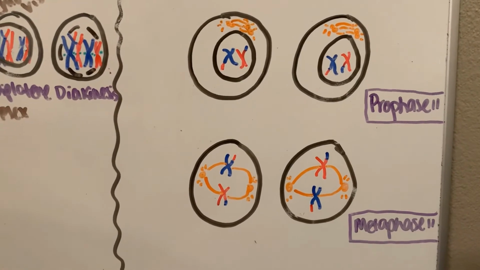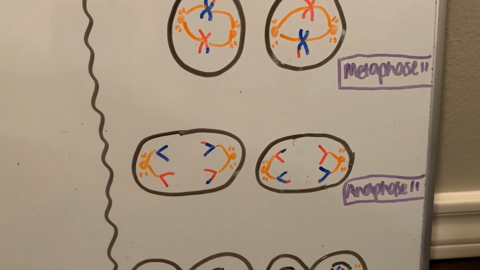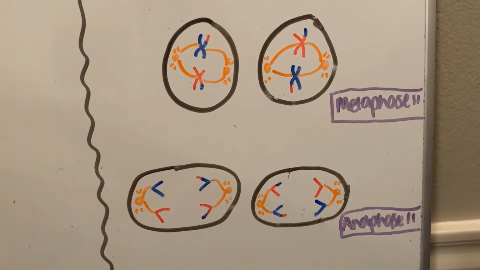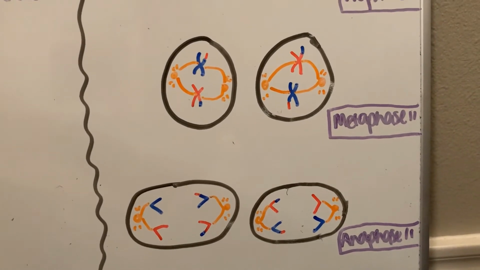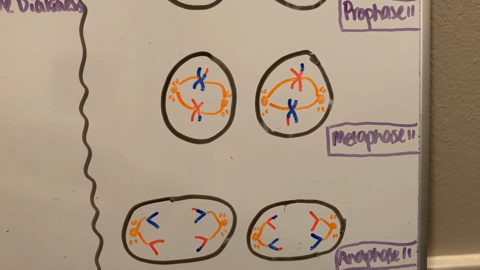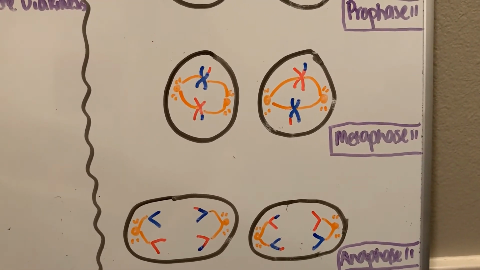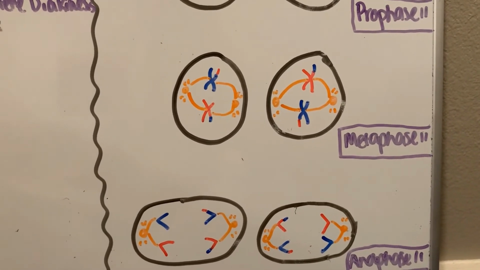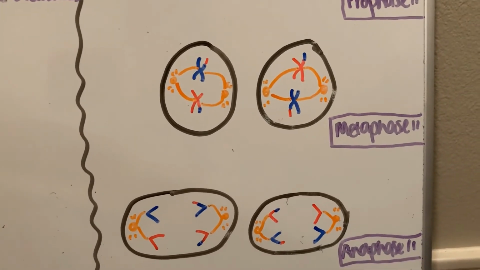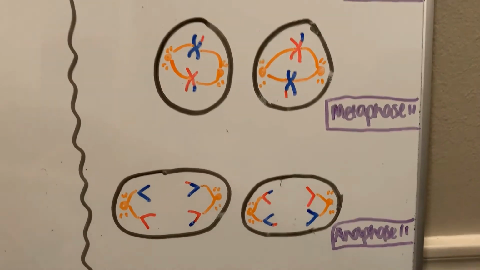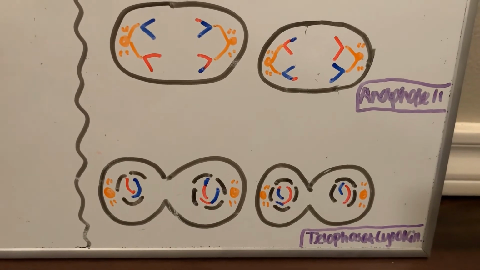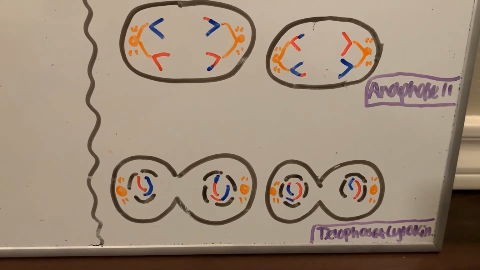And then in anaphase 2, it's very similar to mitotic anaphase, and the sister chromatids are pulled to opposite poles, and then the poles start to move away from each other. And then in telophase and cytokinesis, it's also very similar to mitotic telophase and cytokinesis.